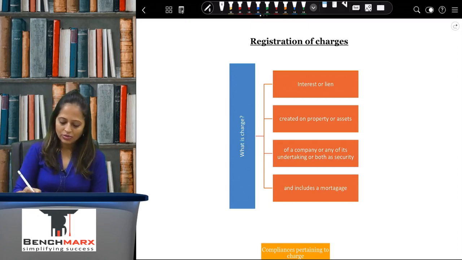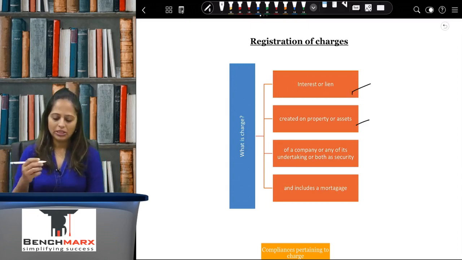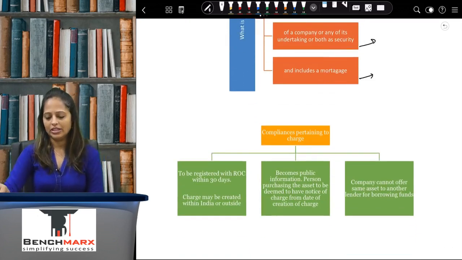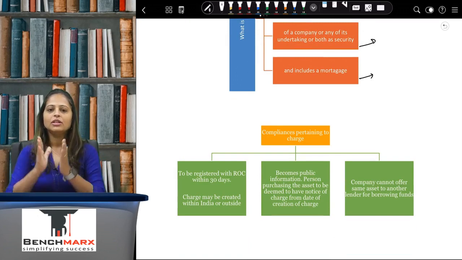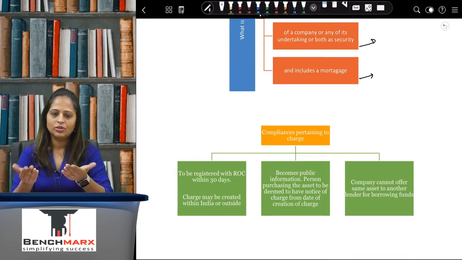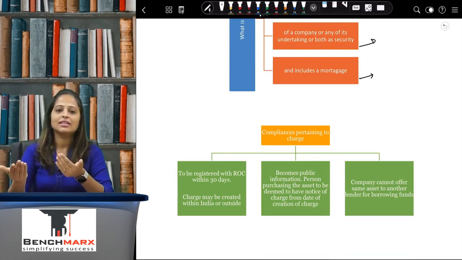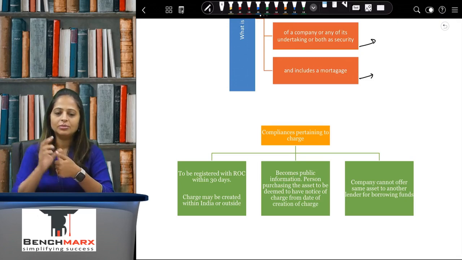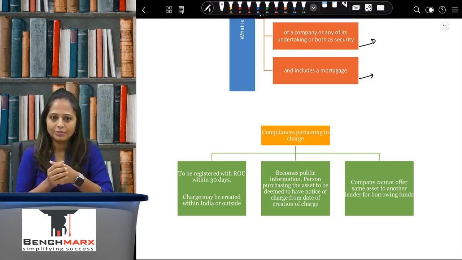So charge is an interest or lien created on a property or asset of a company or undertaking, and it includes a mortgage. Whenever I am taking a loan and I'm giving an asset as a security, it's called a charge. Now when I'm giving an asset as a security, what does it mean? That the creditor who's giving me the loan is now a secured creditor because he has a security of the asset that I'm giving.